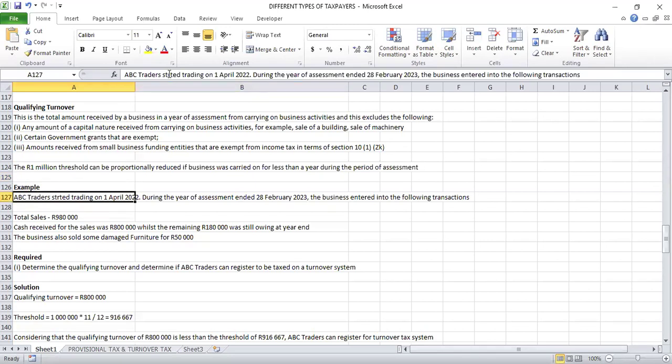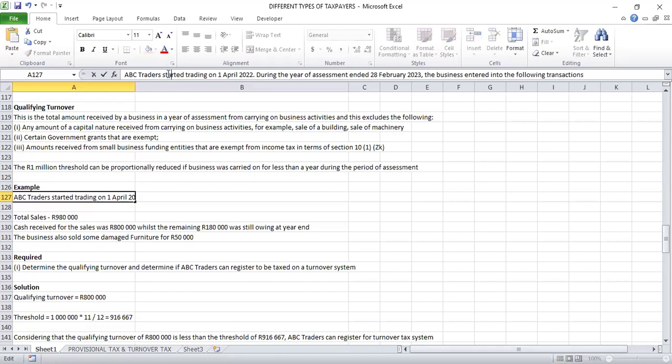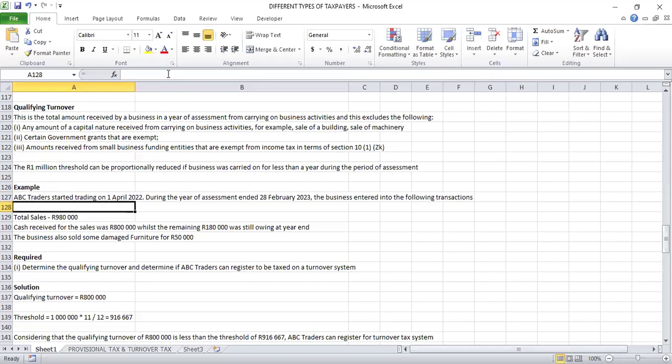ABC traders started trading on 1 April 2022. Right. A micro business financial year starts in March. So if this business started in April, that means it only operated for 11 months. Remember, I said that the financial year of a micro business always ends in February and starts in March. So for the year ended 28 February 2023, they only operated for 11 months.